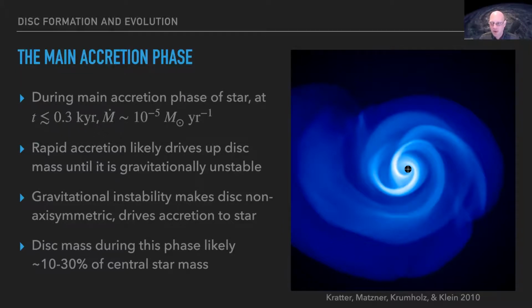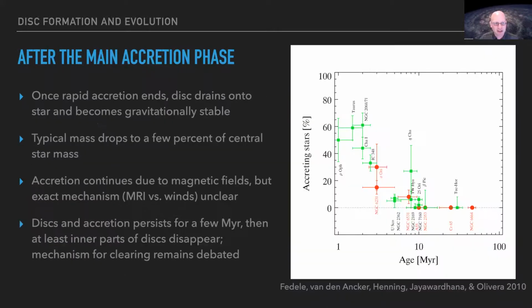Now that's the case only probably for the first couple 100,000 years while most of the mass is coming in. Once rapid accretion onto the star ceases, the disk will get much less massive, and then you won't have gravitational instability. You'll typically have then a mass of order a percent rather than 10% of the central star, and accretion will continue at a much lower rate. Now, the exact mechanism that drives that accretion is unclear.